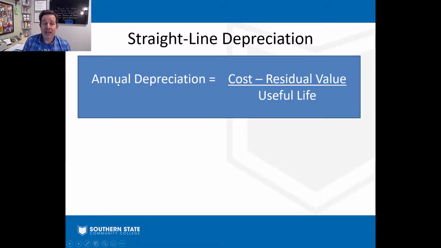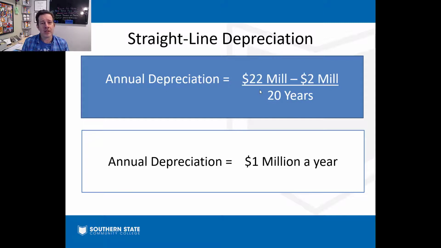So calculating straight line depreciation is a real simple calculation. We take the cost, we subtract out the residual value. That's going to give us our depreciable cost, and then we just divide that by the useful life. So for Kings Island, Cedar Fair, $22 million would be what we paid, our historical cost. We subtract out $2 million salvage value. We get $20 million in our numerator. We divide that by 20 years, and we get annual depreciation of $1 million a year.